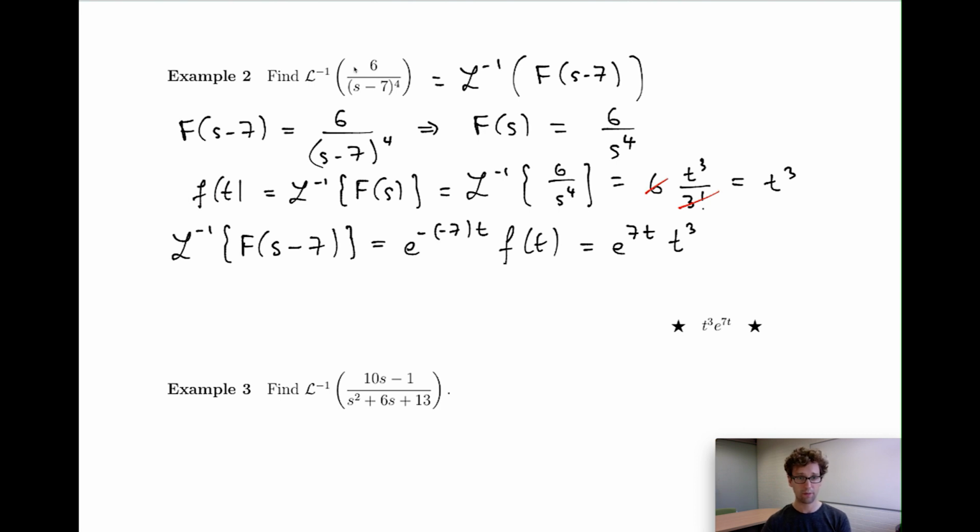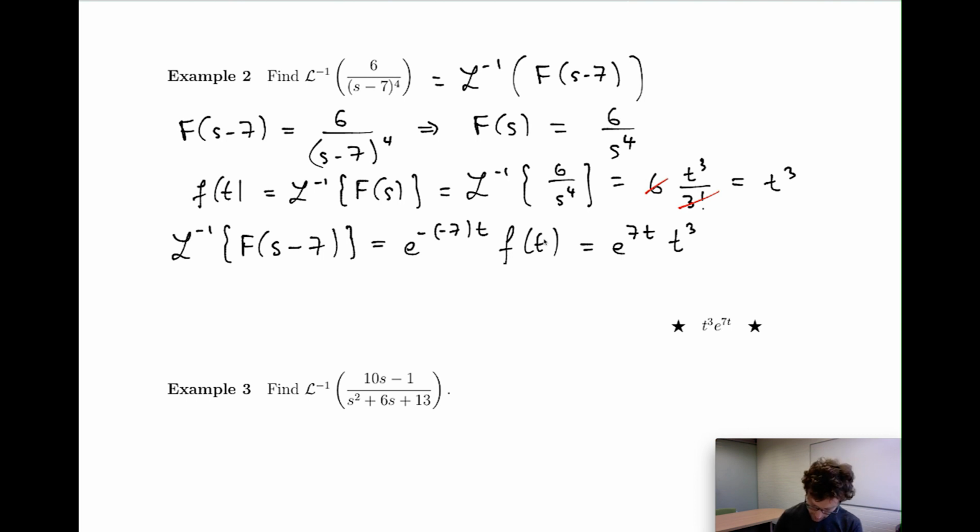Okay, so in this example here, we needed to use the first shifting theorem to deal with the fact that we had this shifted version of a function of s, a simple function of s. So we identified what the shift was. It was equal to minus 7. We identified what the unshifted function was, and then we applied the first shifting theorem in reverse. The inverse Laplace transform of a shifted function is e to the minus shift times t times the function.